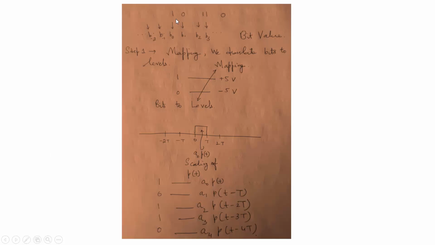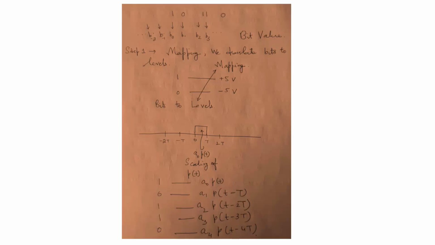Now let's continue with the same example. If I'm taking 10110, that does not mean these are the only bits. The bit stream is continuously coming, and we have to do the baseband modulation so that these bits are represented with waveforms. So if we call the first bit B0, then B1, B2, B3, and so on, these are the bit values. Now to these bit values, we have to allocate amplitudes, either plus 5 volt or minus 5 volt.